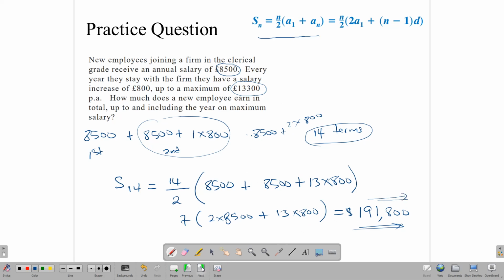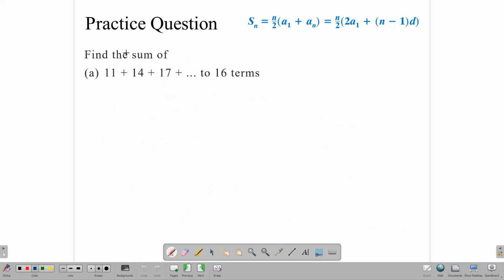Let's look at another one. Simple one this time. Find the sum of 11 plus 14 plus 17 all the way up to 16 terms. Now we have the first term, but we do not have the last term. We have the number of terms. And because we have the number of terms, we can use this one. We can also find the common difference. The common difference would be 14 minus 11, which is 3.